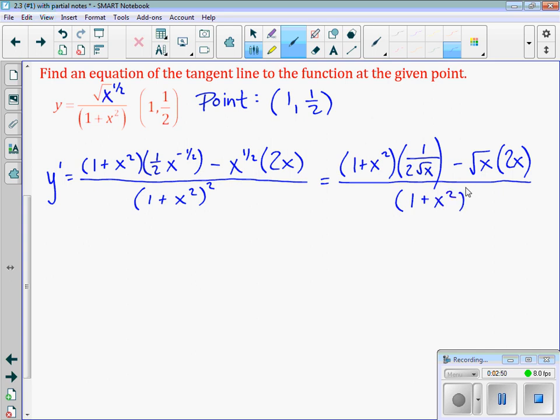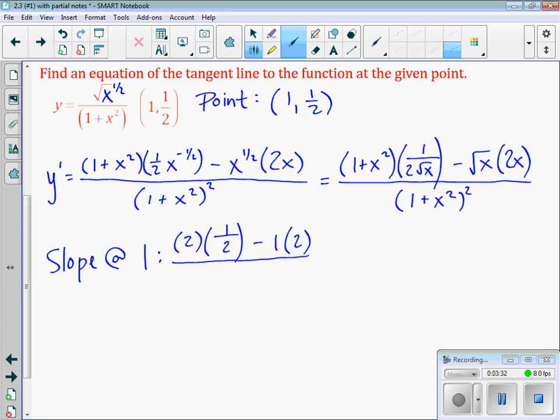So what am I plugging in now? 1, right? So find the slope at 1, and you just do that by plugging 1 into there. So I'll give you guys a minute head start. Okay, so slope at 1, I'm plugging 1 in. So I've got 1 plus 1, 2. We're good at that. And then here we've got 1 over 2 times square root of 1, which is just 1/2. Here we go, square root of 1 is 1, and in here 2 times 1, 2.